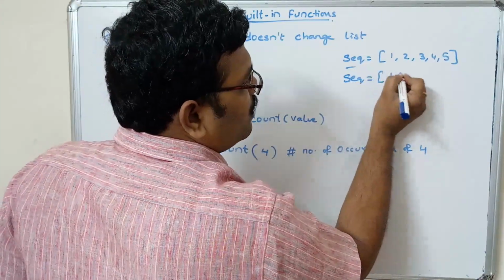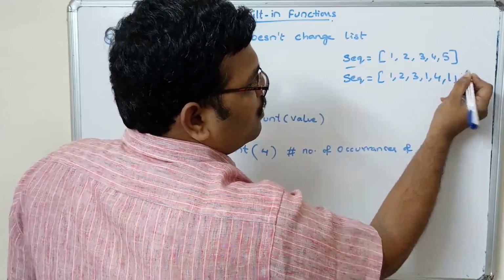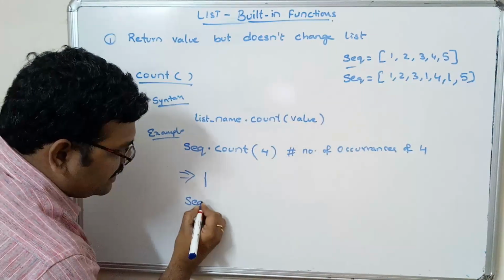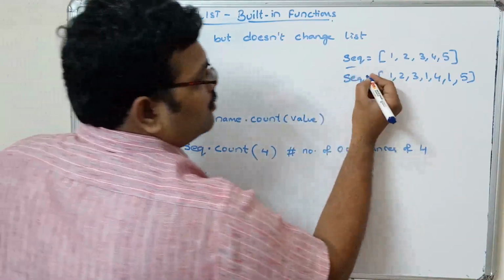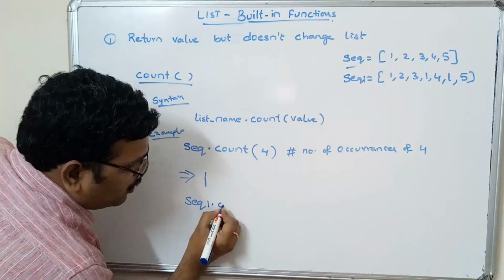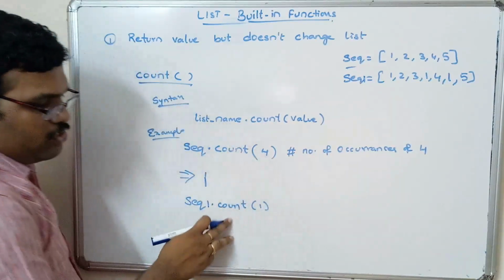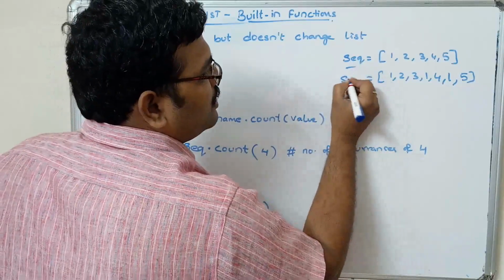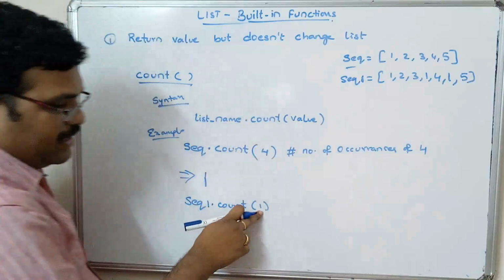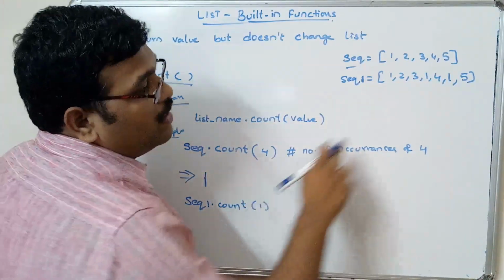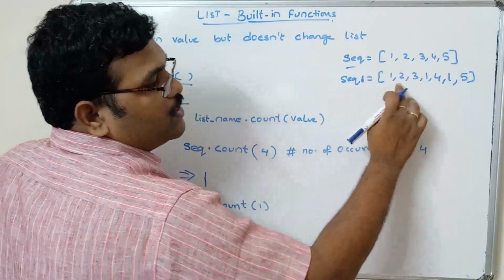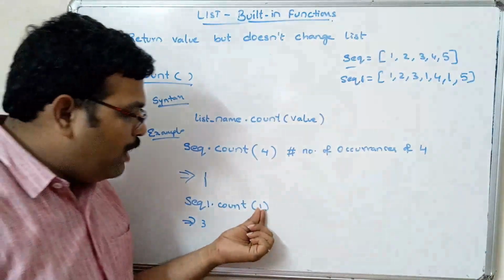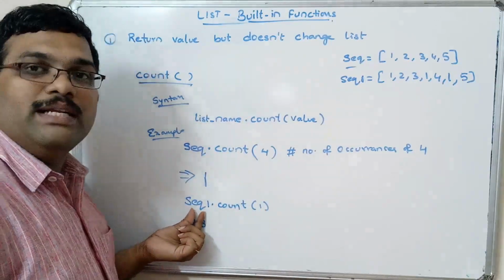If the sequence consists of 1, 2, 3, 1, 4, 1, 5, let us take it as sequence 1. Sequence 1 dot count of 1. So it will count the number of occurrences of 1 in the given sequence. Here we are searching in sequence 1 and counting the occurrences of the given value, which is 1. So 1, 2, 3. This will result in 3 as a value. That means the value 1 occurs 3 times in the given sequence.